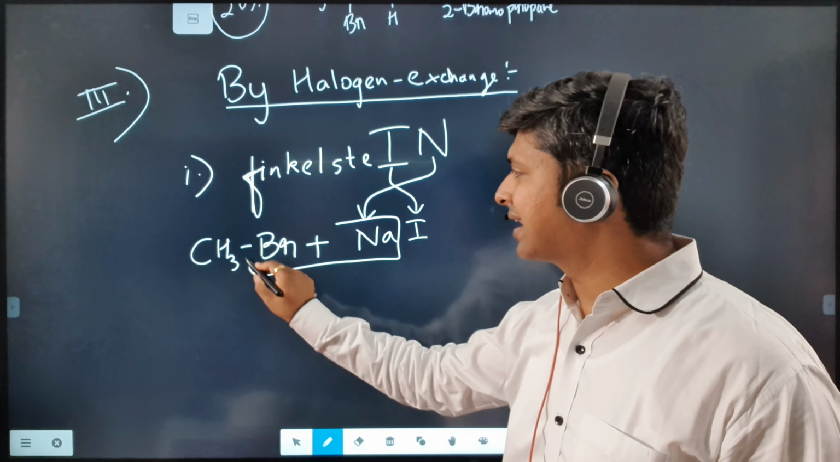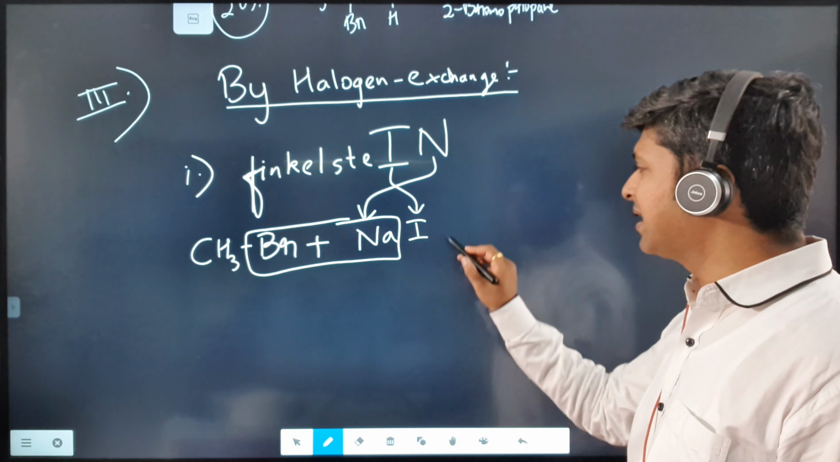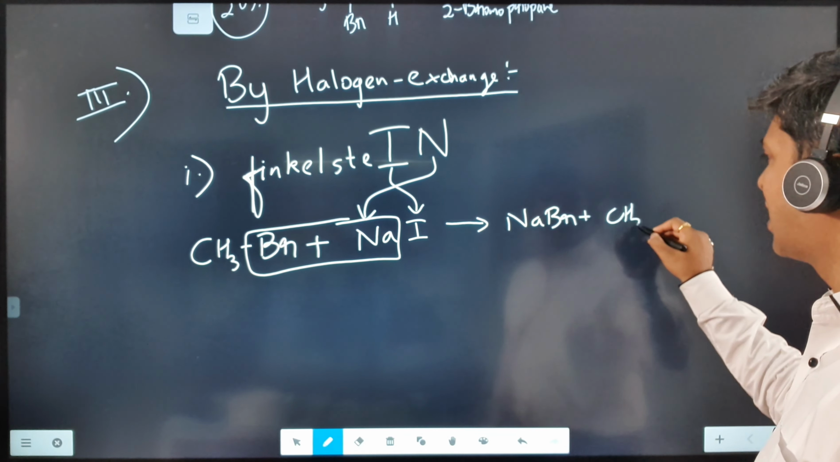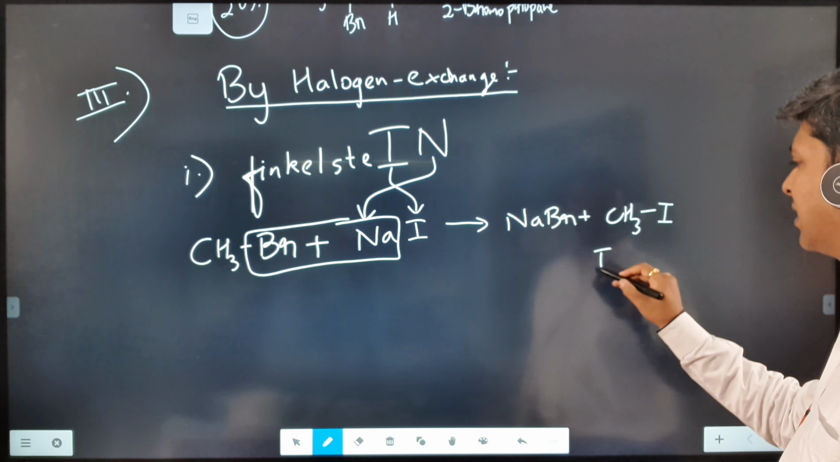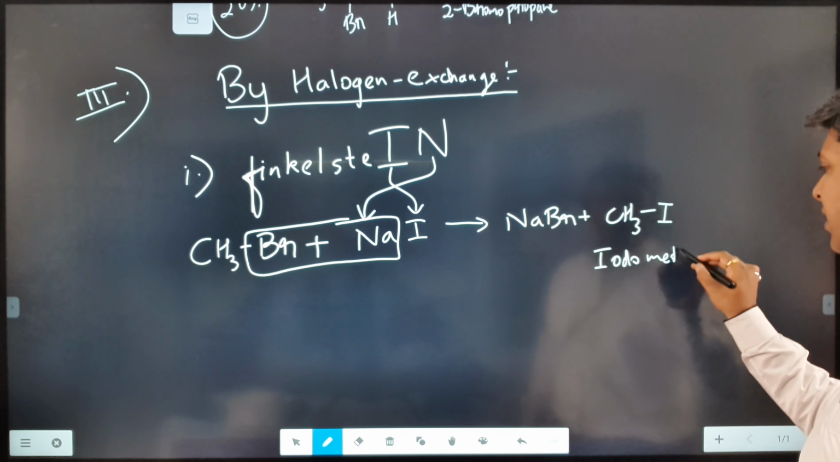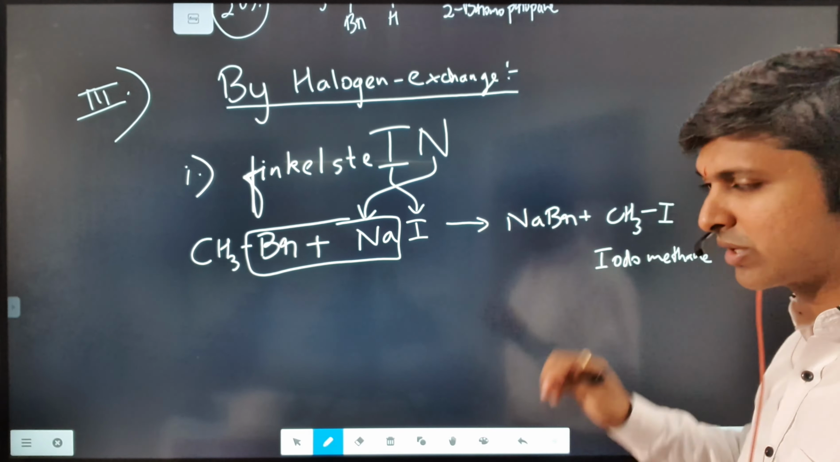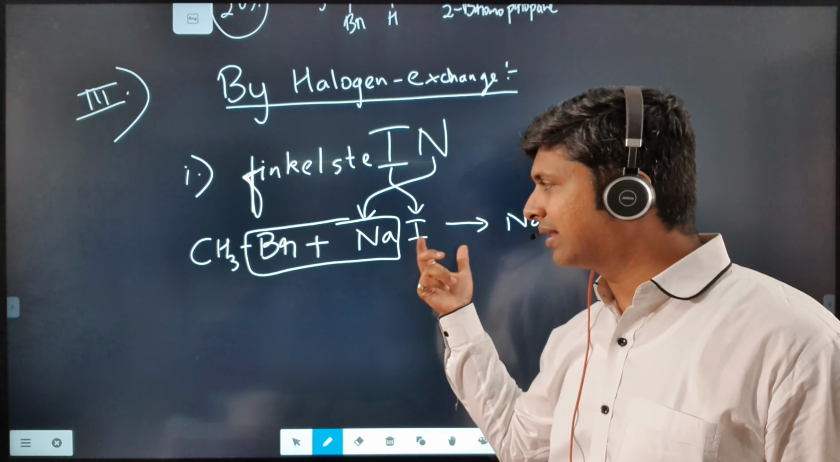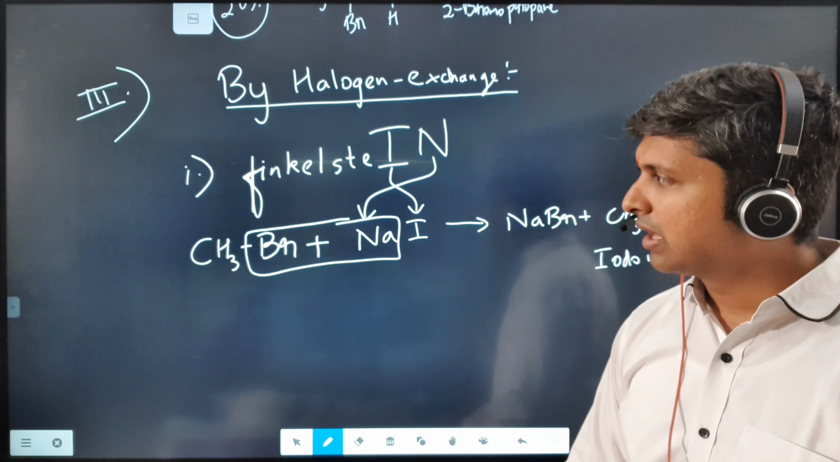And what's going to happen is Na and Br will combine to form NaBr, and iodine will get attached to the alkyl group forming iodomethane. Okay, so this is like just iski topi uske sir. We are just exchanging the halogens. This Br got exchanged, and this iodine we have attached to the methyl.